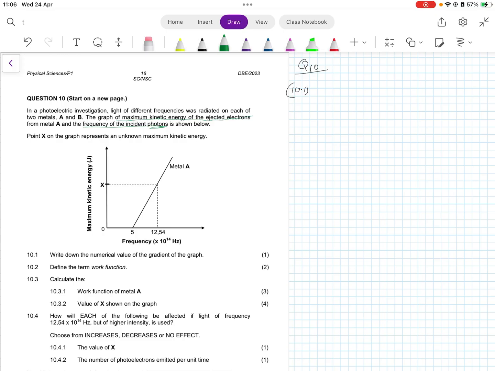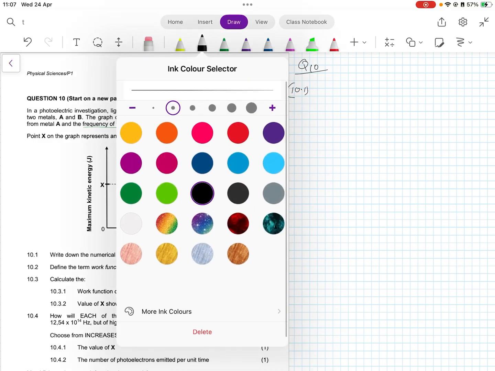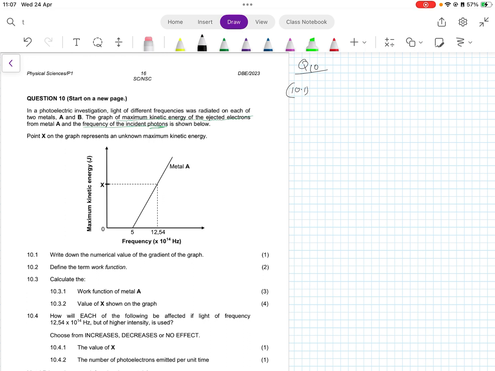Write down the numerical value of the gradient of the graph. Okay, the gradient of the graph. So already from lessons that you've done in class, you know that the gradient of a kinetic energy versus frequency graph for the photoelectric effect is given by our constant, 6.63 times 10 to the minus 34. Okay.